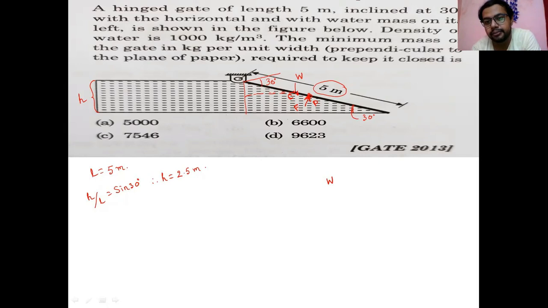So this is 2.5, and this is a cos component, 2.5 cos 30. So W into 2.5 cos 30 is the distance, because this angle is 30 degrees. So 2.5 cos 30 is the moment arm for W. What is the sense of the rotation? The sense of the rotation is clockwise, because W creates a clockwise moment.